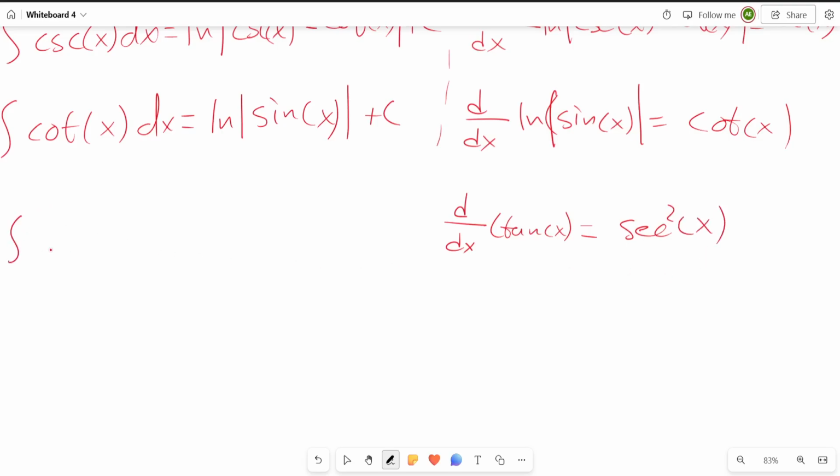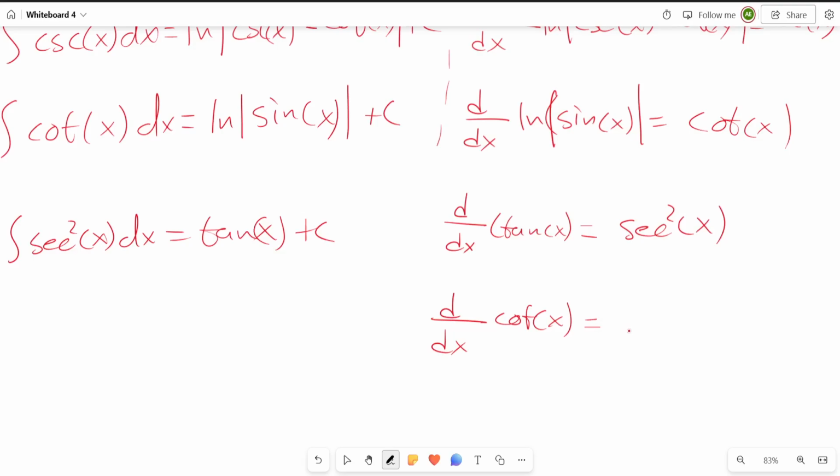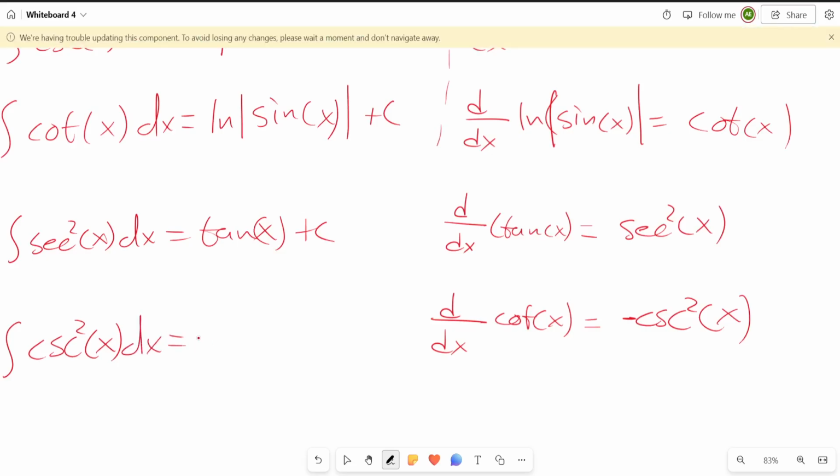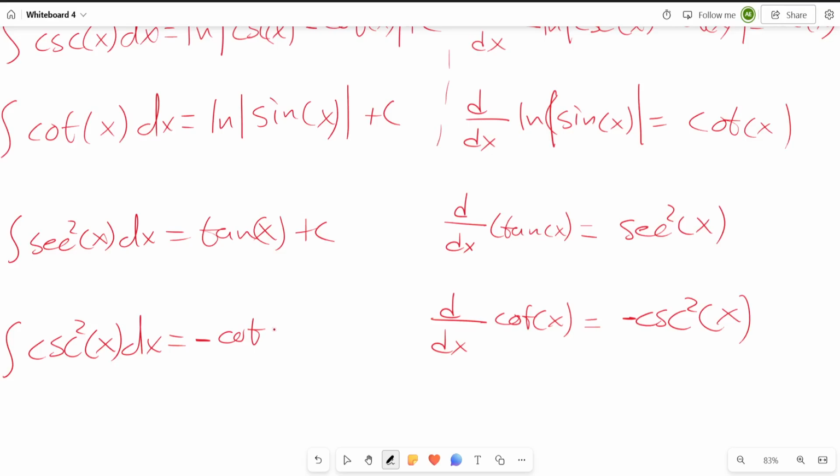That means that the integration of secant squared of x with respect to x is nothing but tan of x plus c. Okay, and again, the differentiation of cotangent of x is equal to negative cosecant squared of x. That means that the integration of cosecant squared of x with respect to dx is going to give me negative cotangent x plus c.